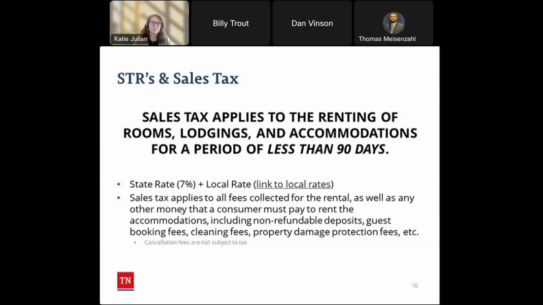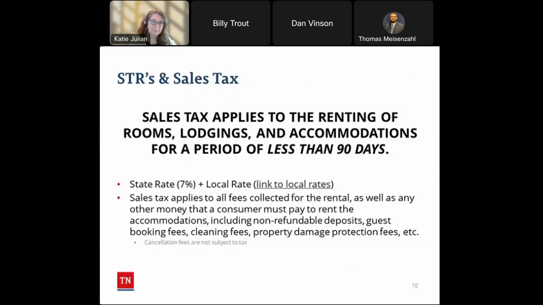All right, we're going to move along here now to sales tax. Switching gears. Sales tax applies to the renting of rooms, lodging, and accommodations for a period less than 90 days. Wouldn't it be cool if the law had it all in line, right? Short-term rental was just considered as less than a certain number of days, no matter the tax type. Well, that's not the case. Business tax, it was 180 days. Sales tax, it's 90 days.